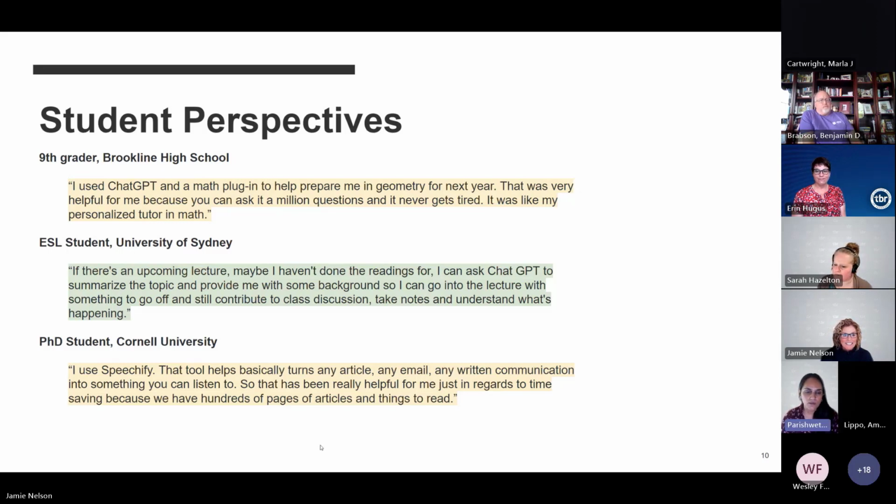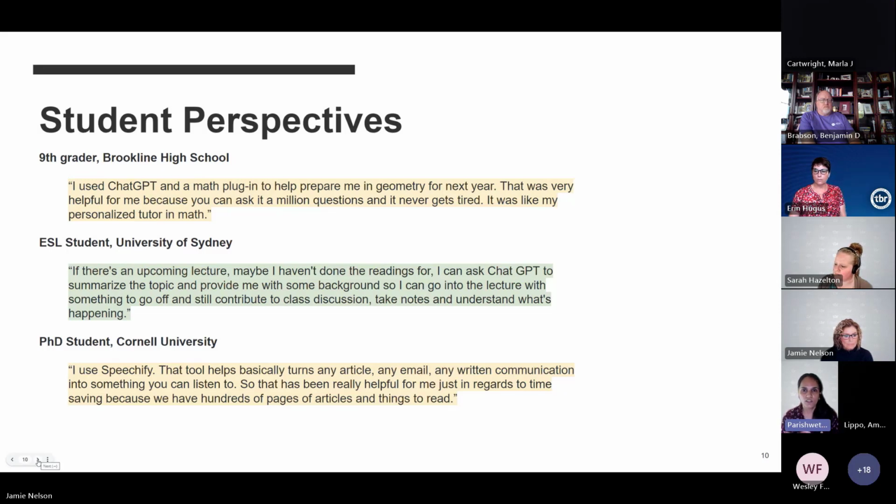An ESL student, English as a Second Language student, in Sydney basically said that if there's an upcoming lecture and maybe I haven't done the readings completely for it, I can ask ChatGPT to summarize the topic and provide me with some background so I can go into the lecture with something to go off and still contribute to the class discussion, take notes and understand what's happening.